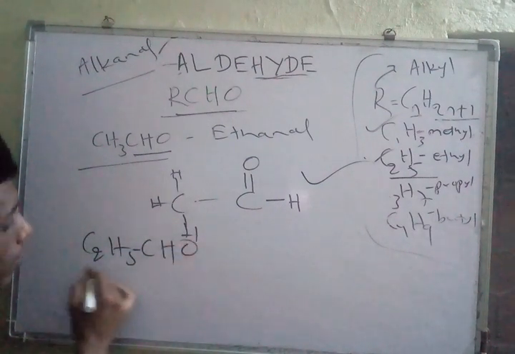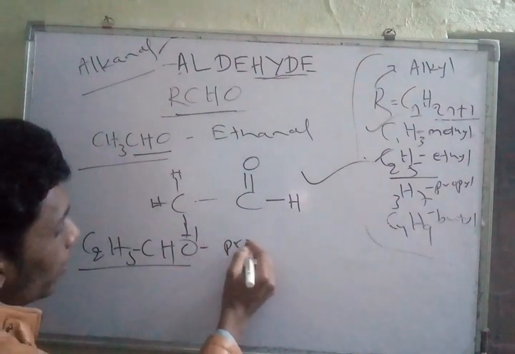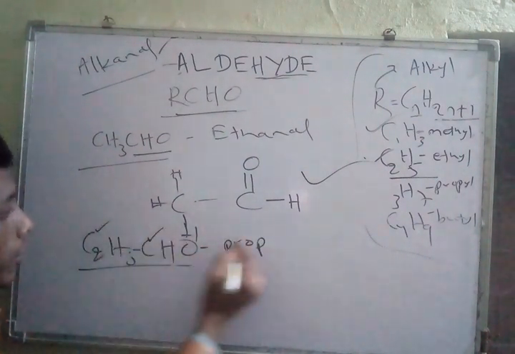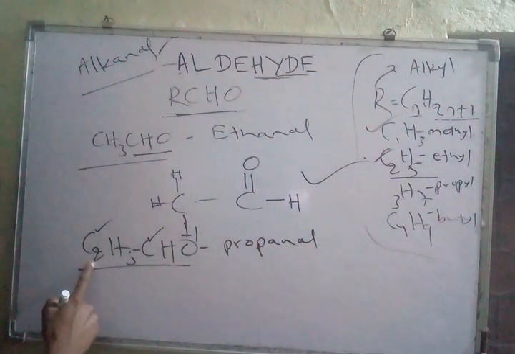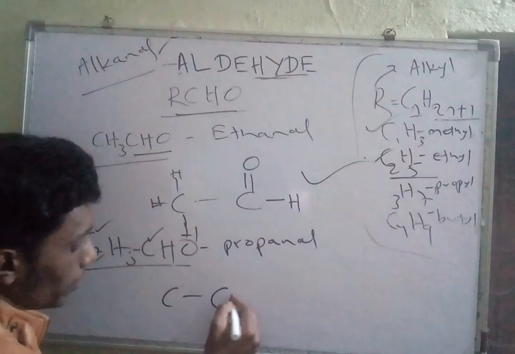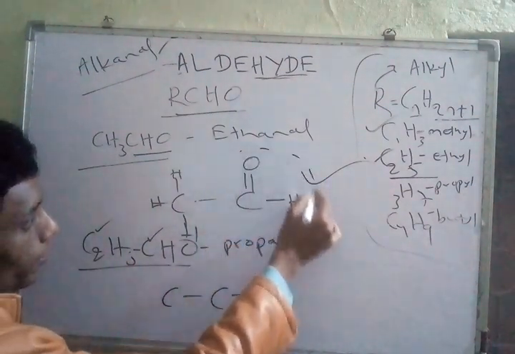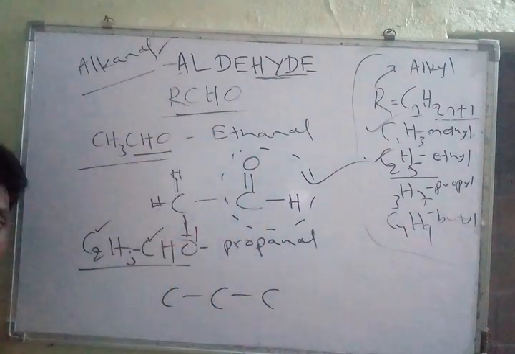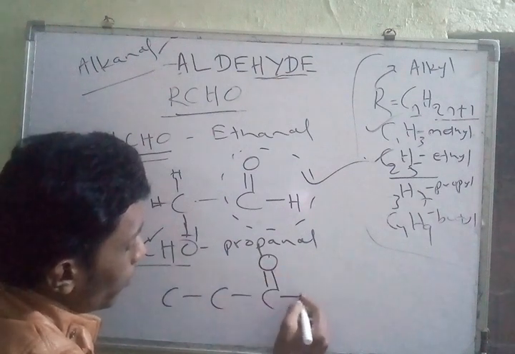C2H5CHO. What about the structure of this compound? There are three carbon atoms, so it is propanal. First of all, as there are three carbons, I put three carbon atoms in a chain like this, and set the functional group CHO with the third carbon atom. Oxygen takes a double bond, hydrogen a single bond.